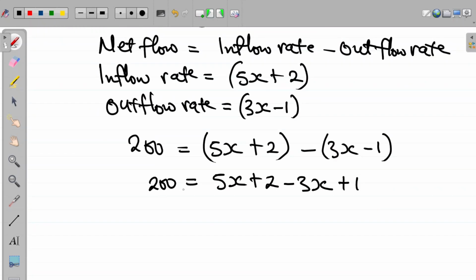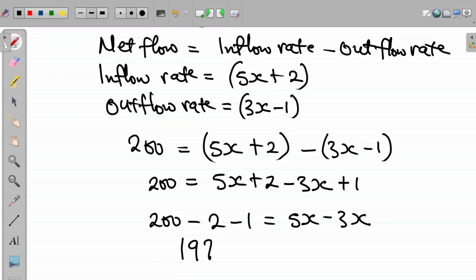So at this point, we can collect like terms. So we have that 200 minus 2 minus 1 is equal to 5x minus 3x. So 200 minus 2 minus 1 is giving us 197. 5x minus 3x is giving us 2x.